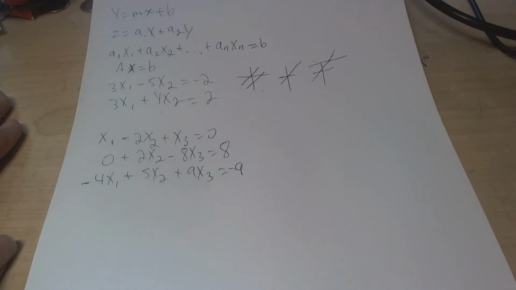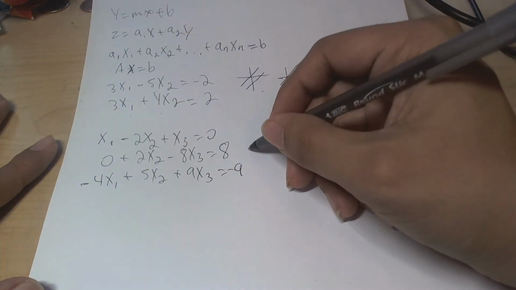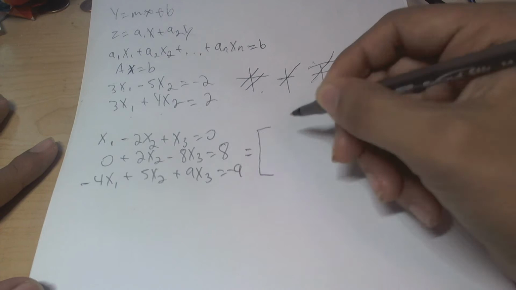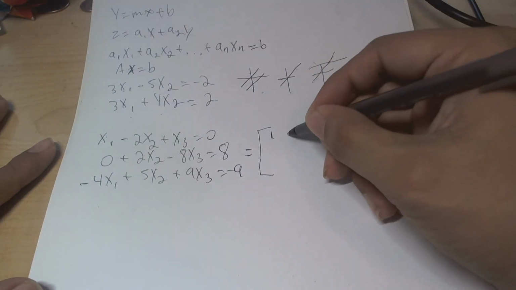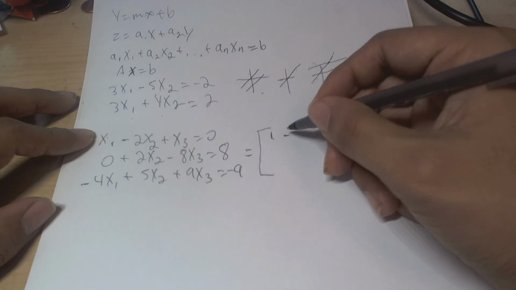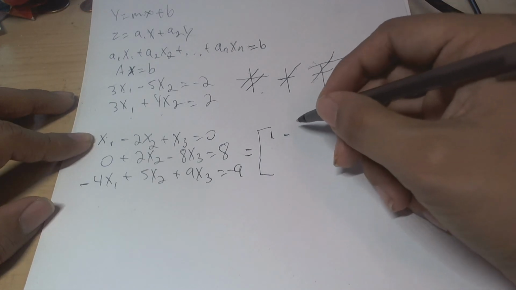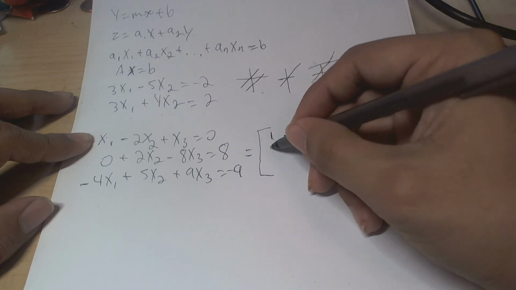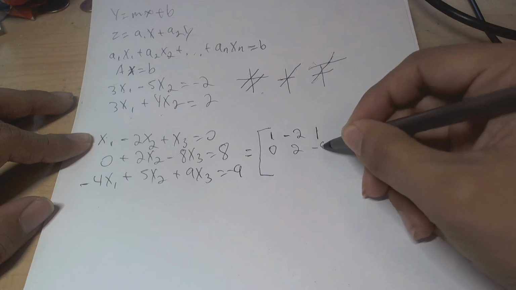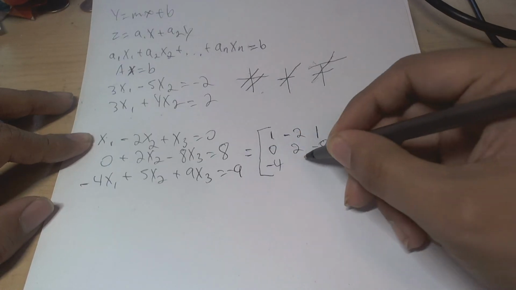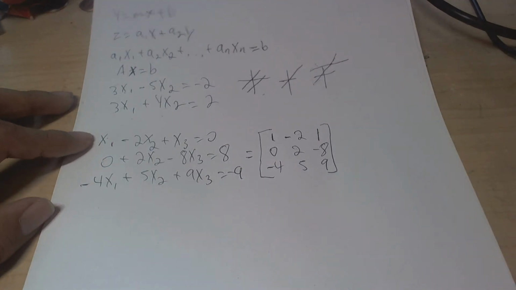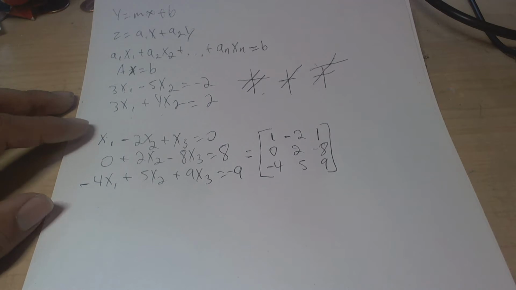The book very nicely tells you to take all the coefficients and write them out. For the first equation, row 1, that would be 1, negative 2, 1, then 0, 2, negative 8, then negative 4, 5, 9. All right? So that would be our coefficient matrix.